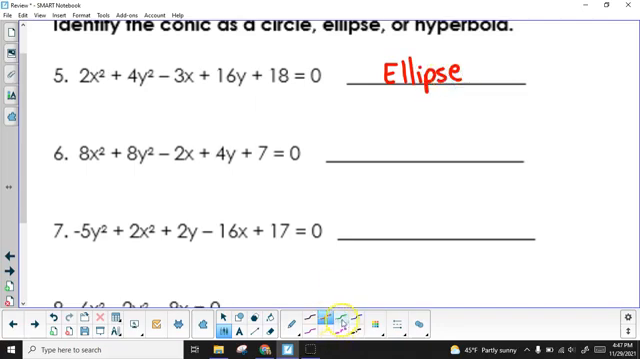For number 6, we have an x squared and a y squared. They're the same sign, and they have the same coefficient, which makes this a circle. For number 7, we have an x squared and a y squared, but they are different signs. See how this one is negative and this is positive? That makes this one a hyperbola.